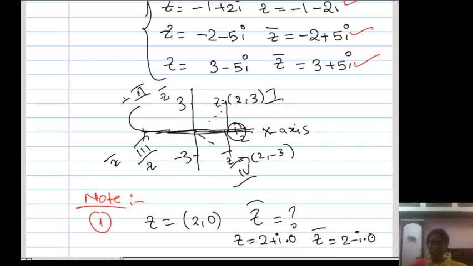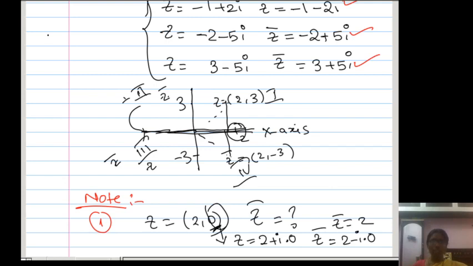Replace I by minus I. See, here I into 0 means 0, and here I into 0 is 0. Again you are getting 2. 2 minus 0 is equivalent to 2 only. That means if Z is equal to 2, Z bar is also 2. So if the given complex number is in the form of a real number, meaning the imaginary part is 0, then the conjugate of that complex number is itself.